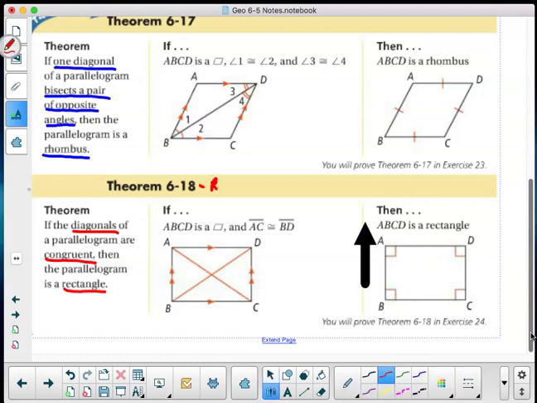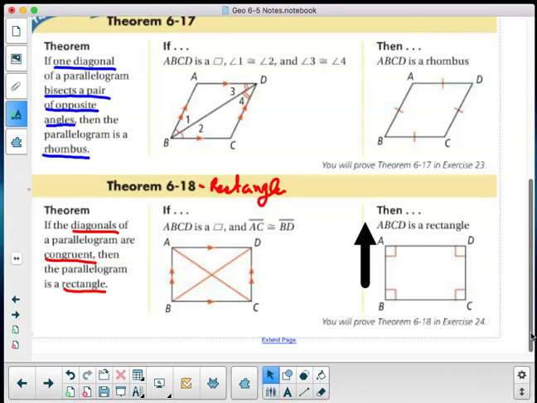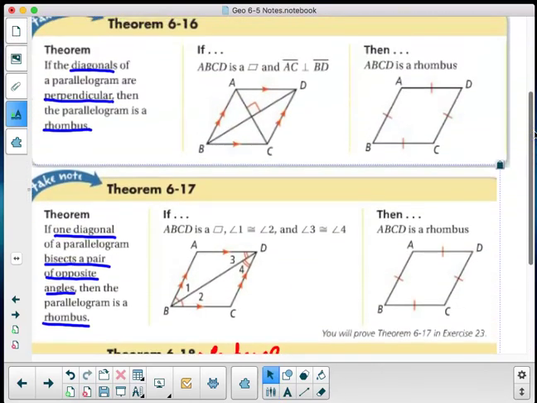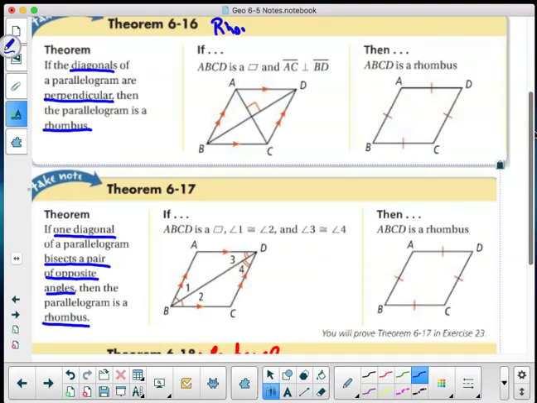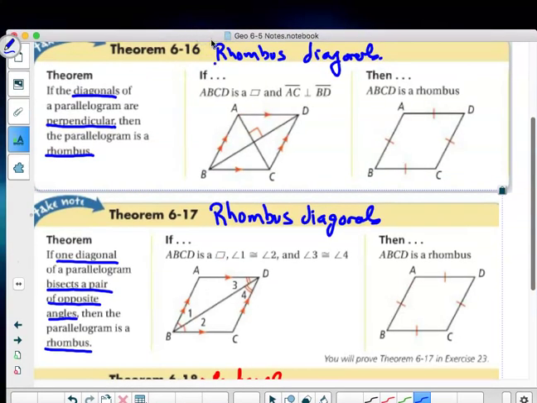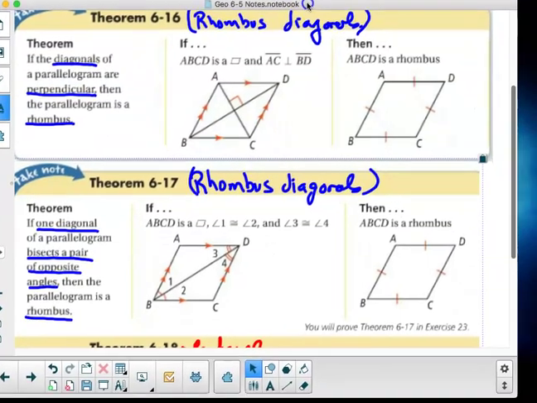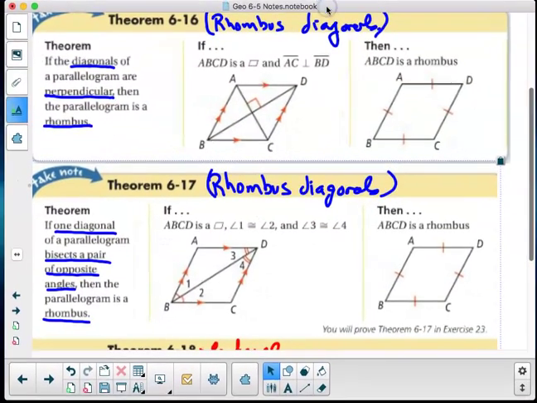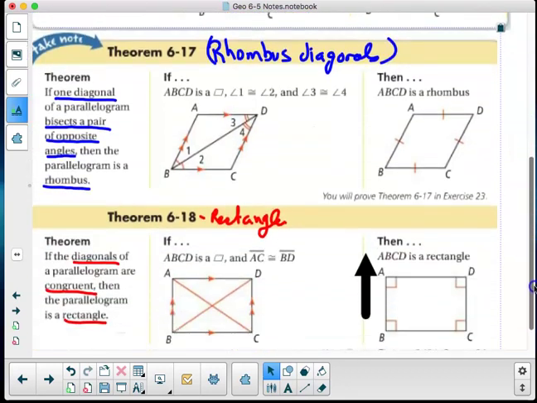This is about rectangle diagonals. And these two are about rhombus diagonals. This is about a rhombus as well. Just a hint, that's what these are about. It's nothing special, it's not a name. It's just listing things that we know, so we want to make sure it's clear which one belongs to which.